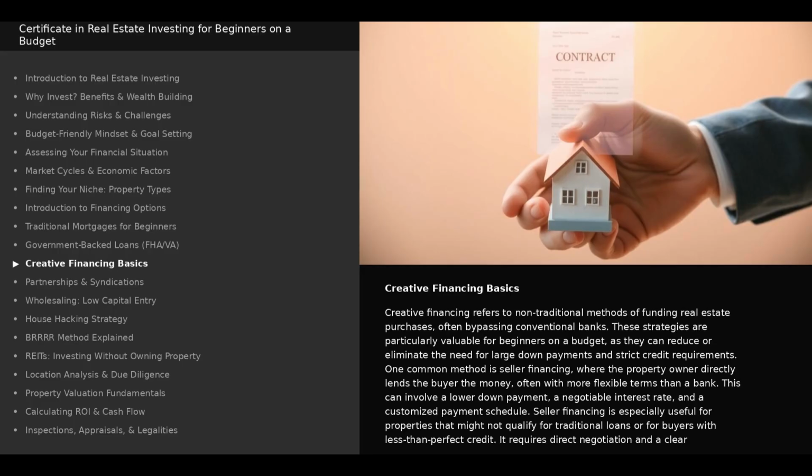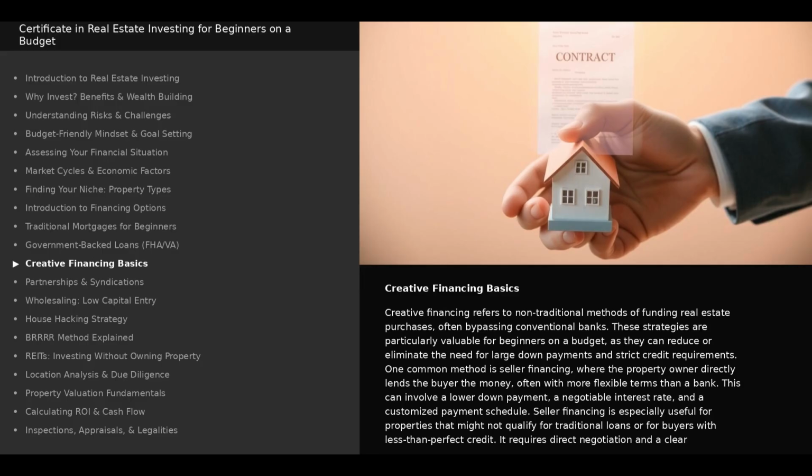Creative financing basics. Creative financing refers to non-traditional methods of funding real estate purchases, often bypassing conventional banks. These strategies are particularly valuable for beginners on a budget, as they can reduce or eliminate the need for large down payments and strict credit requirements.